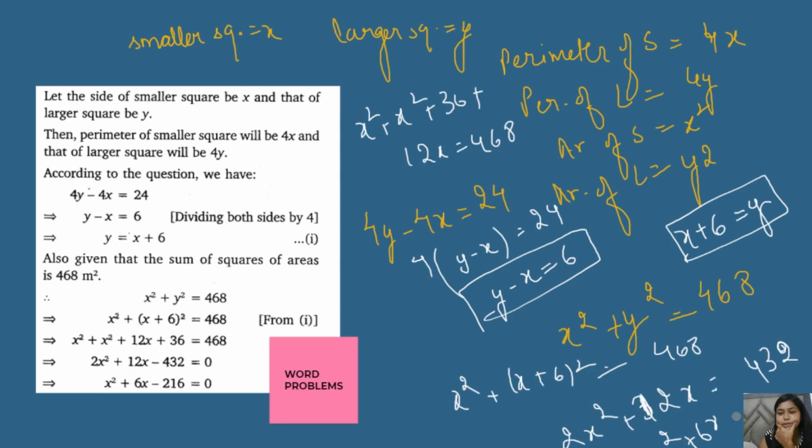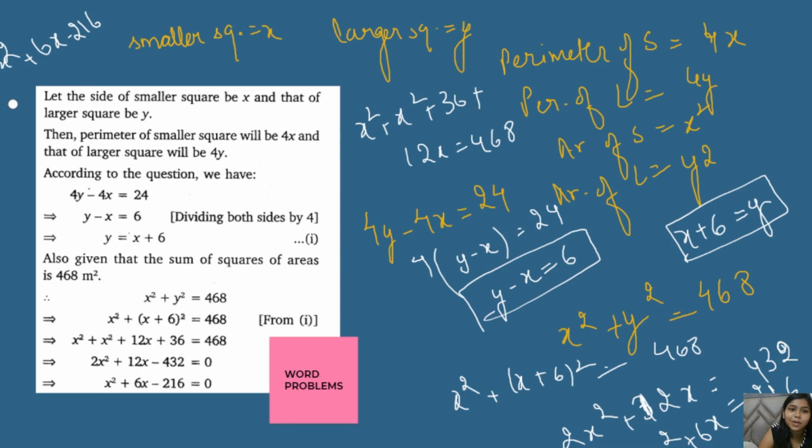x square plus 6x minus 216 will be your final equation. Now you can solve it by either method to find out the value. You can just apply the quadratic formula: minus b plus minus root over b square minus 4ac, with c as minus 216, divided by 2a, right?